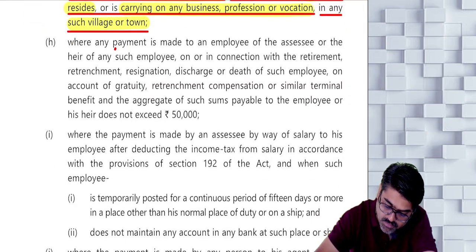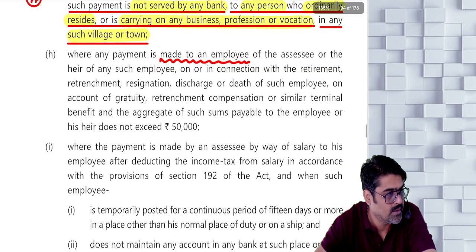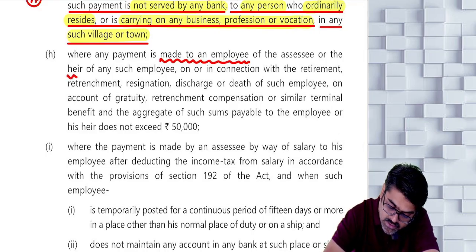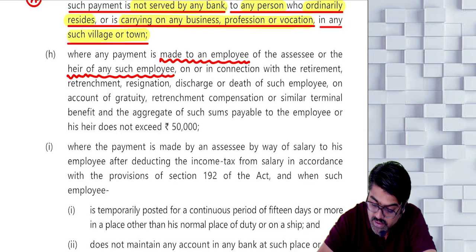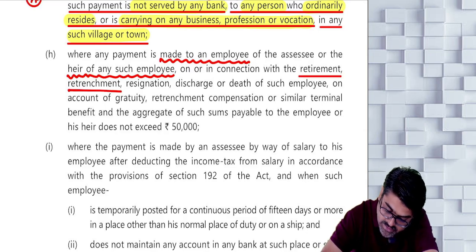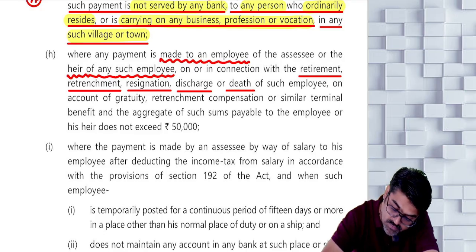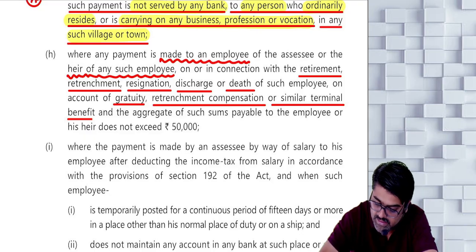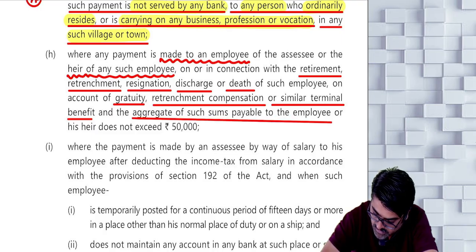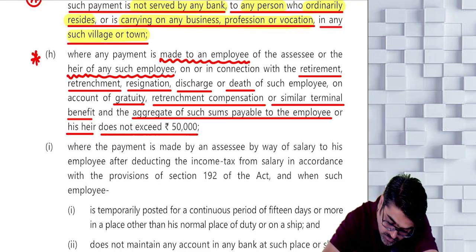Now the payment is made to an employee. So assessee, you are making the payment to an employee, or the legal heir of such employee, on or in connection with the retirement, retrenchment, resignation, discharge or death of such employee, on account of gratuity, retrenchment compensation or similar terminal benefit, and the aggregate of such sums payable to the employee or his heirs does not exceed 50,000. This point is also important.